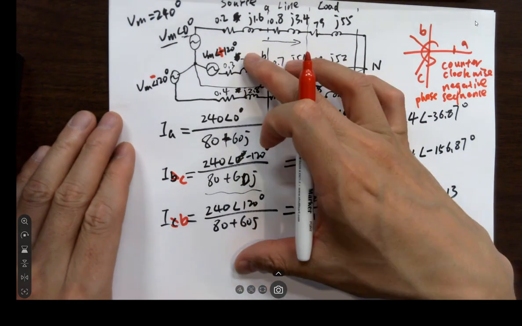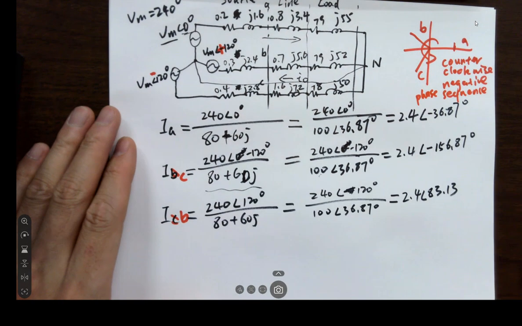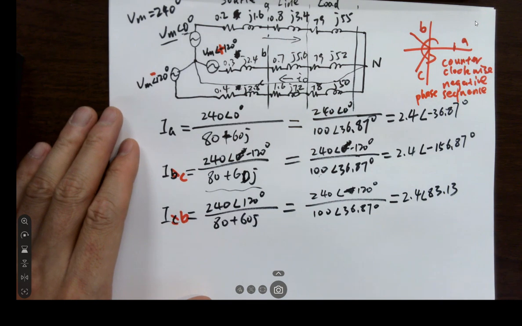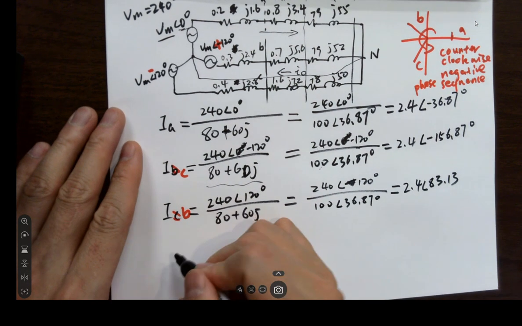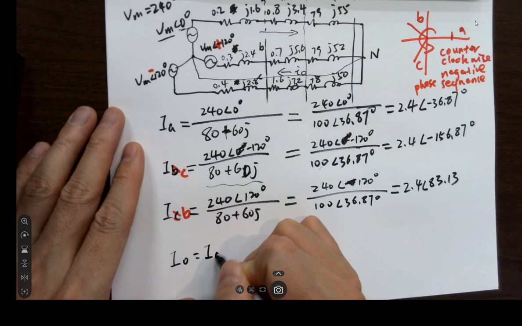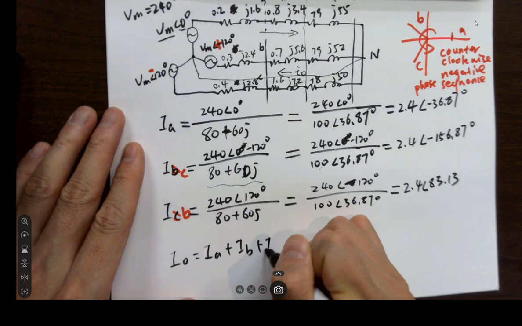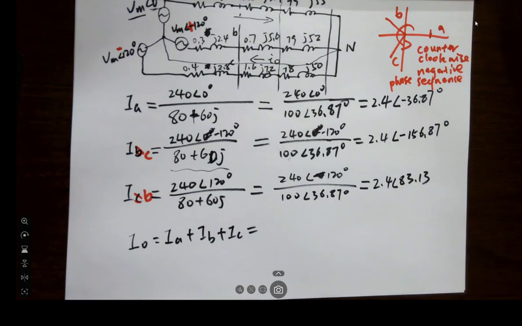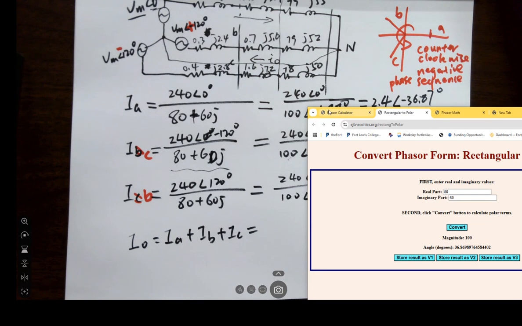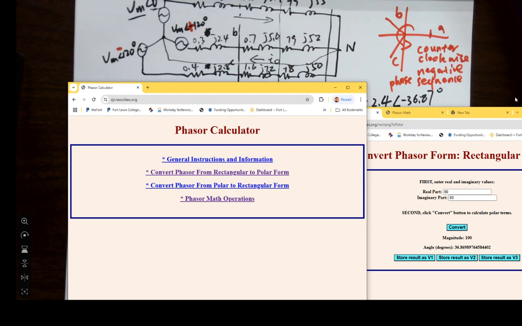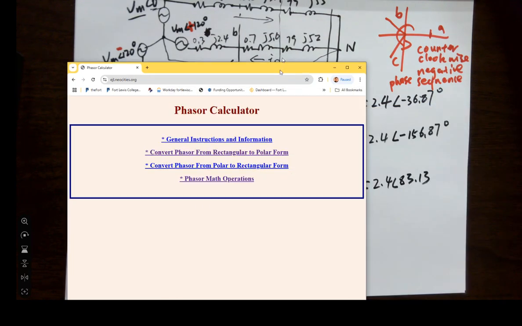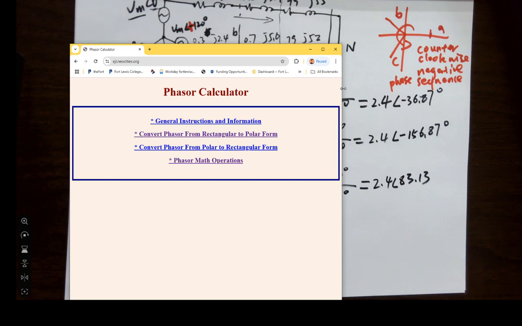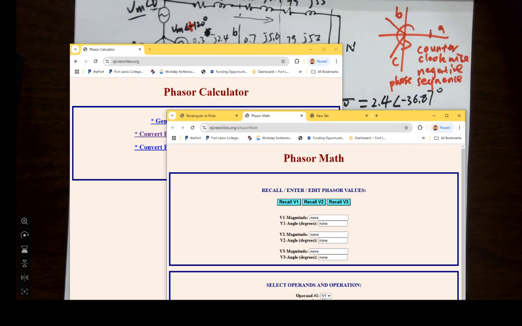Okay, so this is how to calculate the three currents. Because of the KCL, you just directly add all the three currents together. So IO equals IA plus IB plus IC. Okay, so phasors, if you do multiplication and division, it's pretty easy. But for addition, you just want to use a calculator, right? It's making things a lot easier. So this will be a phasor math operation.